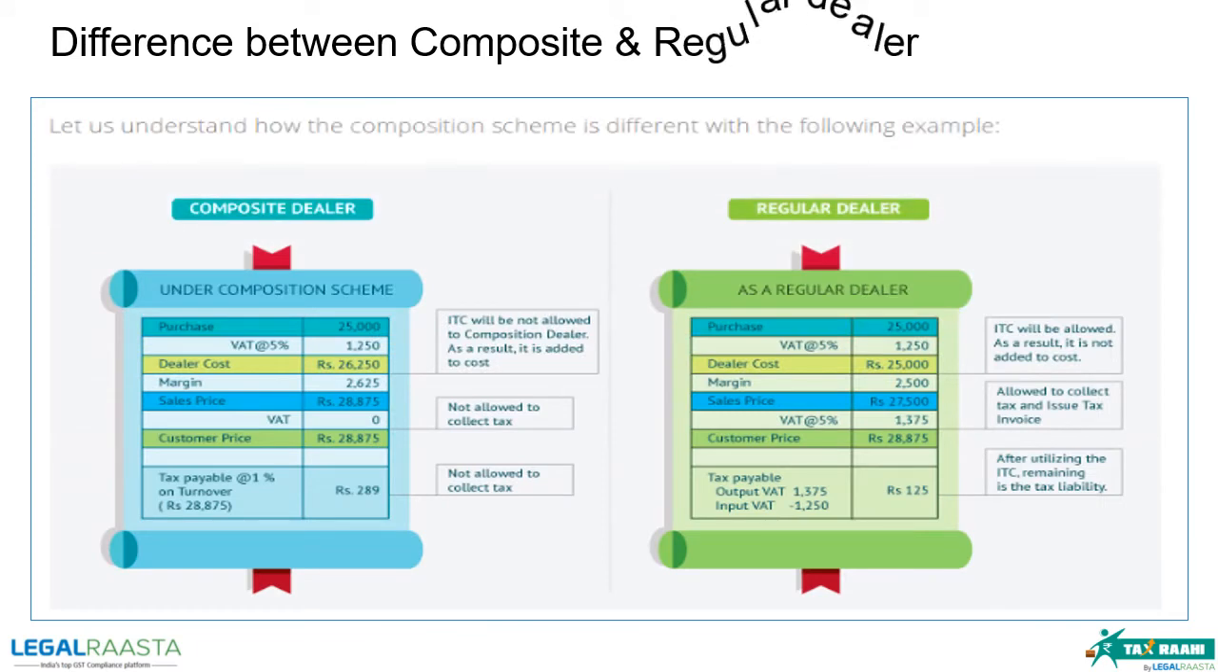Now, let us understand how a composite dealer is different from a regular dealer. A composite dealer, like it is shown in the example, is not allowed to avail ITC, and hence the amount will be added to the cost, unlike for regular dealer where ITC will be allowed to the taxpayer. He is not allowed to collect tax in composition scheme, whereas in regular scheme he is allowed to collect tax and issue tax invoice.